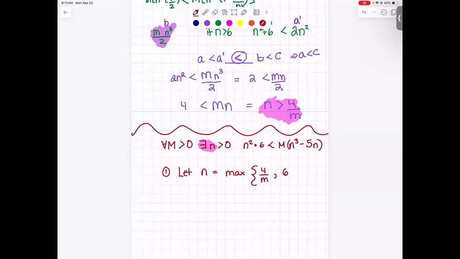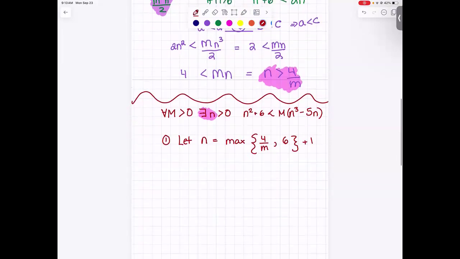So if 6 is bigger, then that means it's bigger than 4 over m. And if 4 over m is bigger, then that means it'll be bigger than 6. And we're going to make sure that the max is equal to one of those two plus 1. We add that plus 1 in there because then we can observe that n is strictly greater than this maximum. And that's the fact that we want to be able to use, which is why we add that plus 1 in there. It's a little bit formulaic of us to set that rule, but for these types of proofs, that's kind of what you're looking to do.